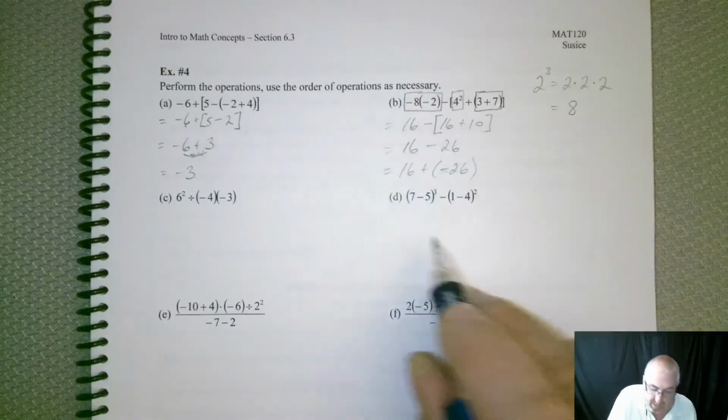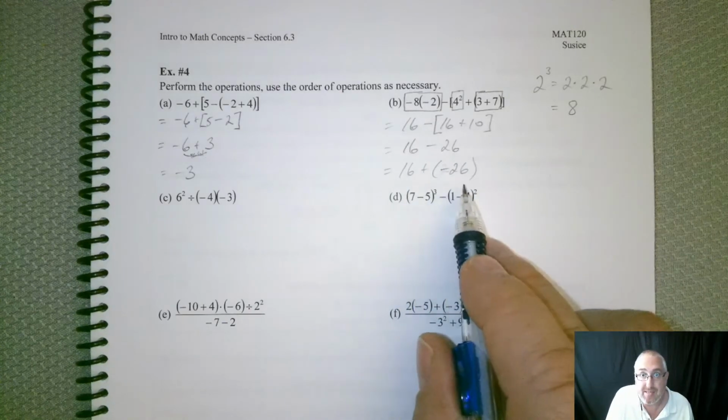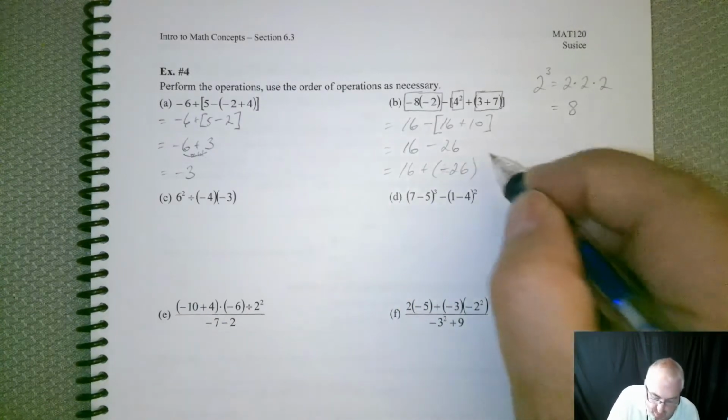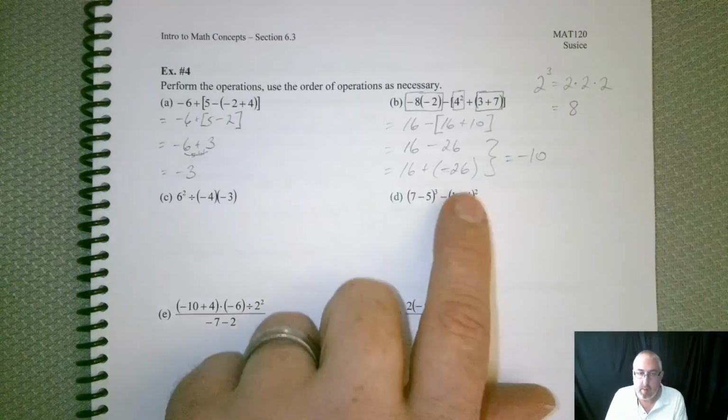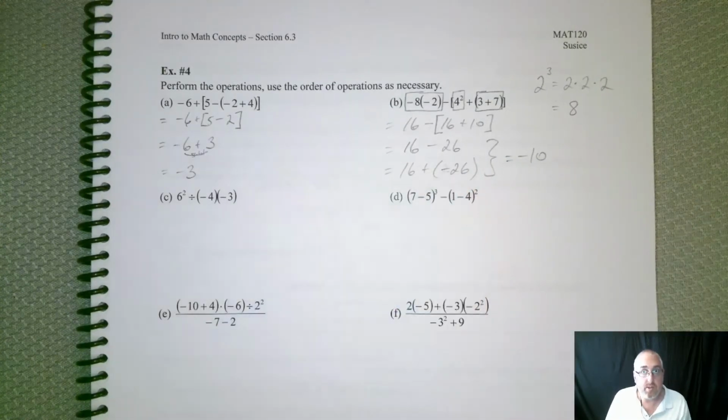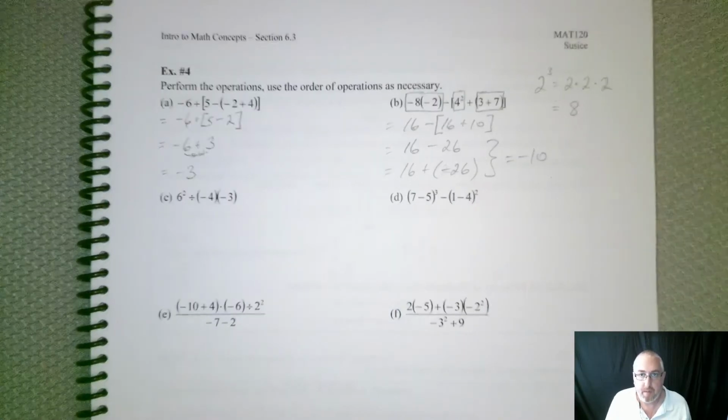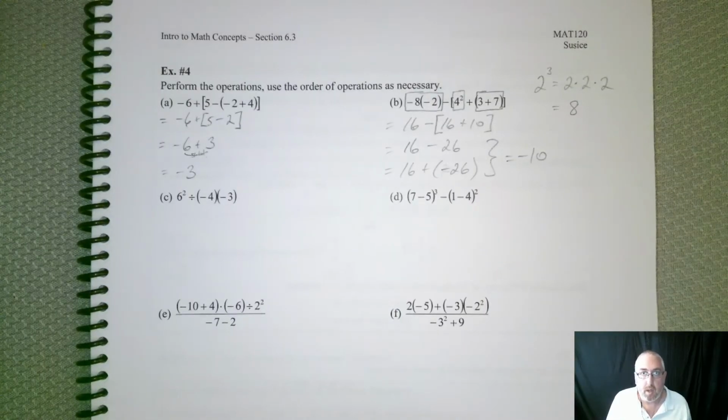So in which case you would get 16 plus negative 26. Either way you slice it, you're going to get a negative 10. So negative 26 is the bigger one, so it's got to be a negative answer. Okay, let's try a couple more, and then we'll finish the rest of this in one quick video.